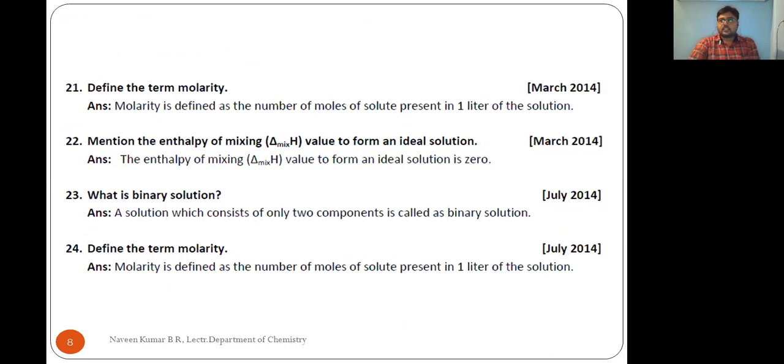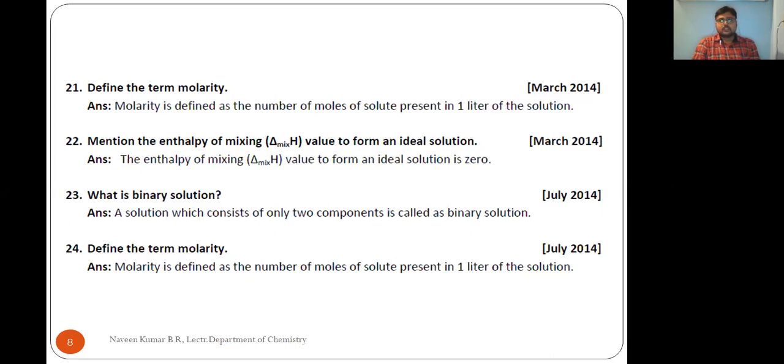Now we'll consider the questions from the previous years. 21st question from March 2014. Define the term molarity, which is a direct concentration term. Molarity is defined as the number of moles of solute divided by volume of solution in liters. From the same year, mention the enthalpy of mixing value to form an ideal solution. We know that enthalpy of mixing is 0 for an ideal solution. Both volume change, delta V mix, and enthalpy change, delta H mix, will be equal to 0 for an ideal solution.